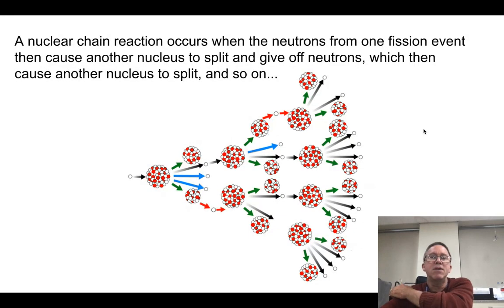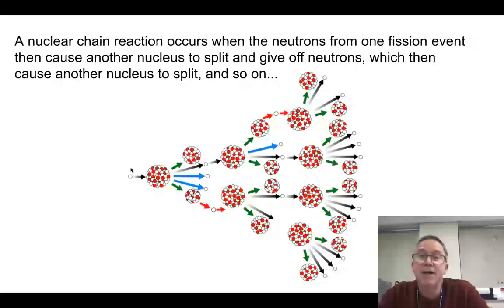But let's talk about a nuclear chain reaction. So the idea of a nuclear chain reaction is this. I'm going to send a neutron at a large nucleus, say uranium-235. Now, I should point out right now, the neutron speed matters. And so in nuclear power, we often have a thing called a moderator.